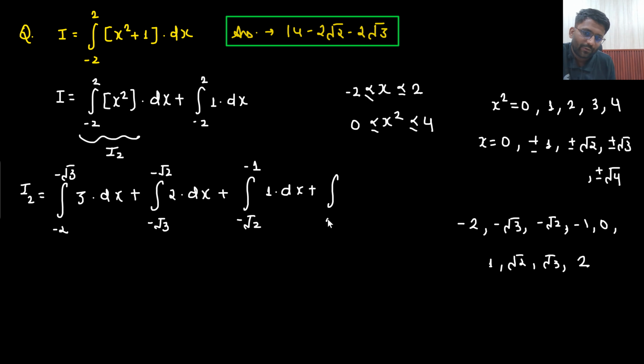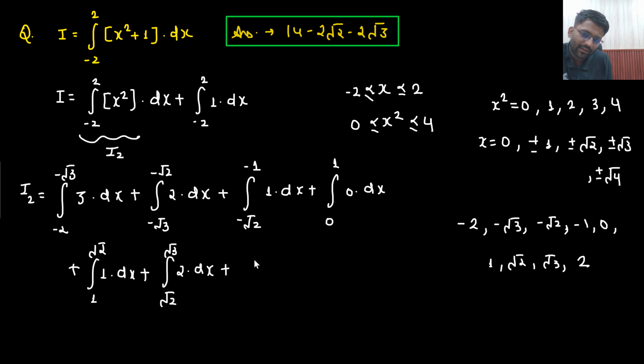After that, from 0 to 1, it will be 0 dot dx. Then from 0 to under root 2, it is here. Then from 1 to under root 2, here it is very easy to understand. It would be 1 dot dx only. Then from under root 2 to under root 3, it will be 2 dot dx. And then from under root 3 to 2, it will be 3 dot dx. Right?